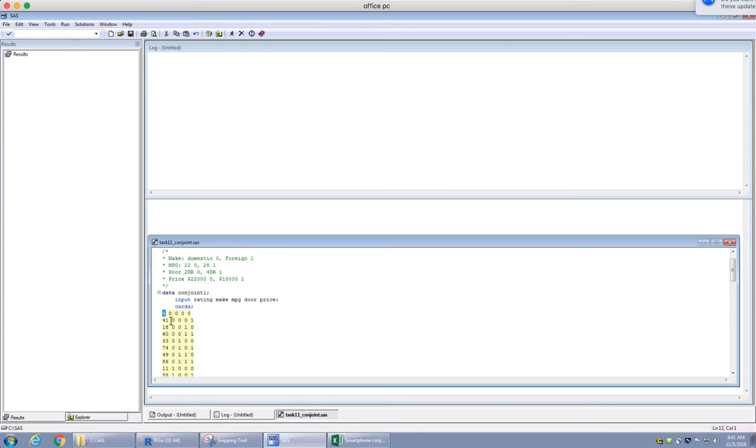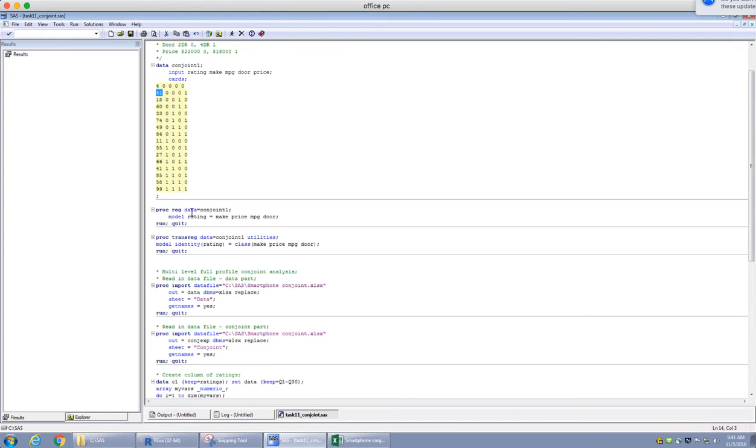Okay, and we go on to the next one. Now the only change is that the price goes down to 18,000. Now the preference score is 41. Okay, and so on, for all the full combinations that you could get. So I'm going to read in the data here. I'm just going to read it in and select run.